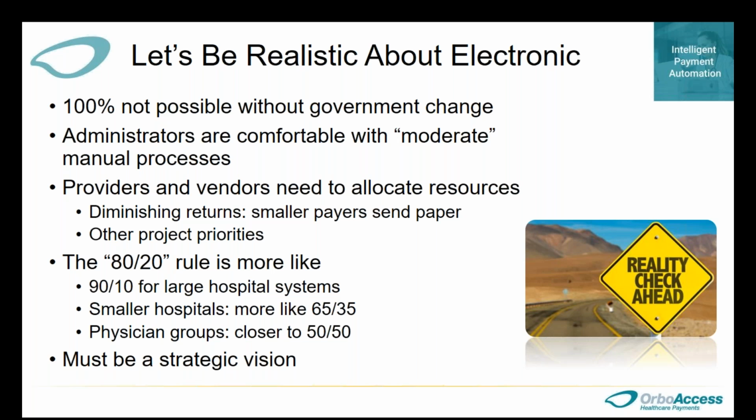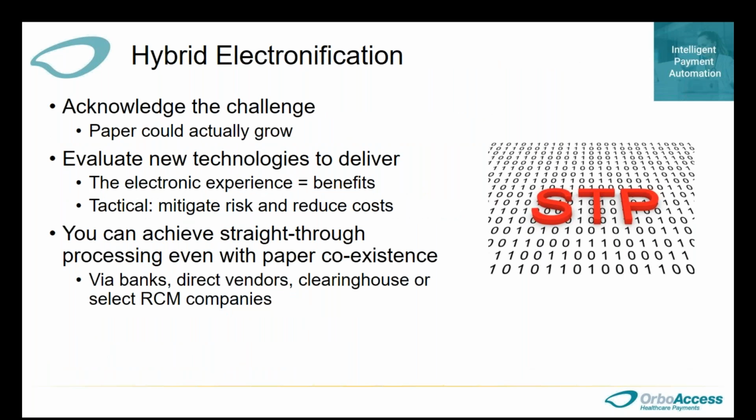So how do we bring this all together so that we have more of a strategic vision? That strategic vision is based on a concept called hybrid electronification. We acknowledge the challenge, and we know that paper could grow. By paper growing, it means that we have to potentially solve this problem differently than we would have a couple of years ago. In order to do that, we're talking about technologies that deliver an electronic experience. The benefits derived from this electronic experience drive a cost reduction, they mitigate risks, and they position the organization, whether you're a provider, a revenue cycle company, or a clearinghouse, to handle any increase in volume or, frankly, a decrease in volume, which increases your unit cost. So it's kind of a catch-22 type of scenario. And having a solution based on technology helps mitigate those risks.